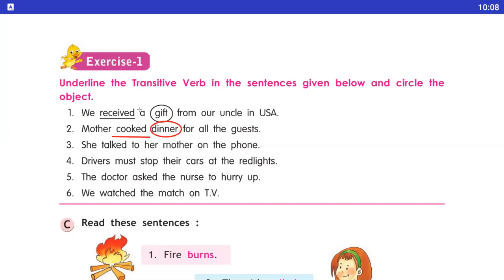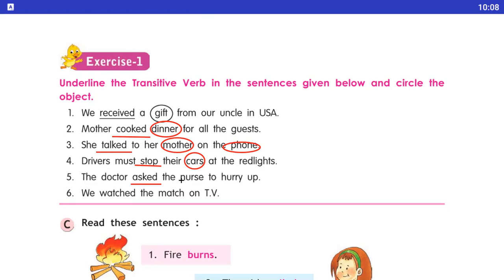In the third sentence, she talked to her mother on the phone. Here, talk is a verb and we can say mother and phone as objects. Here we talk about the direct object और indirect object. क्या होता है कि कई sentence के अंदर direct object भी होता है और indirect object भी होता है. Number four, drivers must stop their cars at the red lights. Here, stop is a verb in the sentence and the car is an object in this sentence.